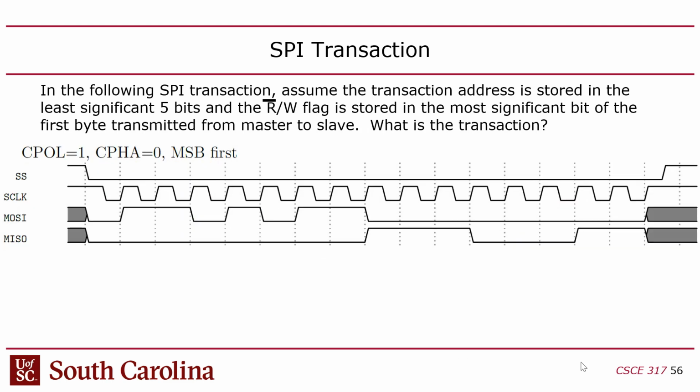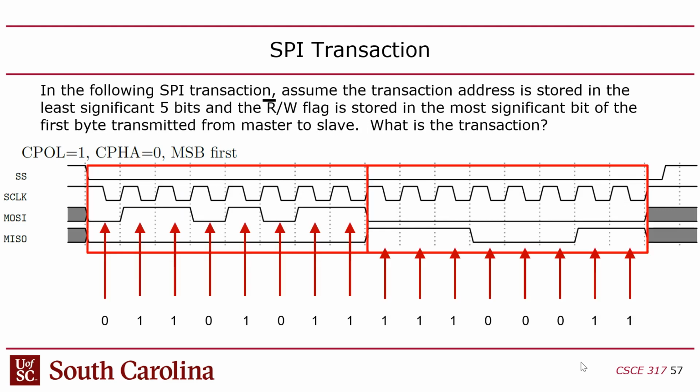Okay, so here's another example. Same idea. But in this case, I just show the arrows pointing to the MOSI in the first exchange and then the MISO in the second exchange, because this one is a read operation as indicated by the first bit being 0.